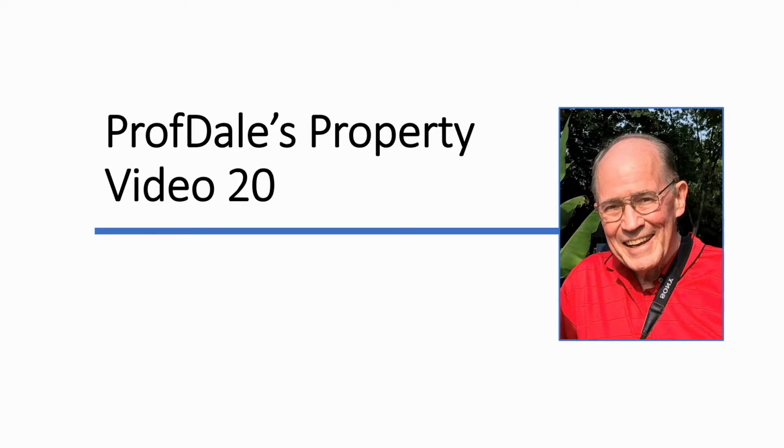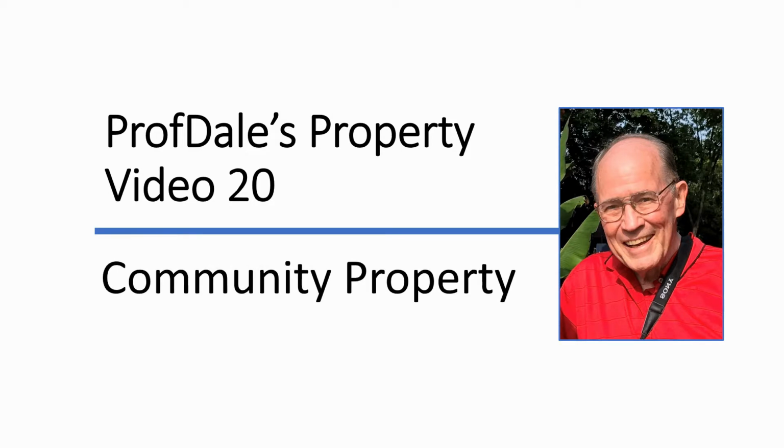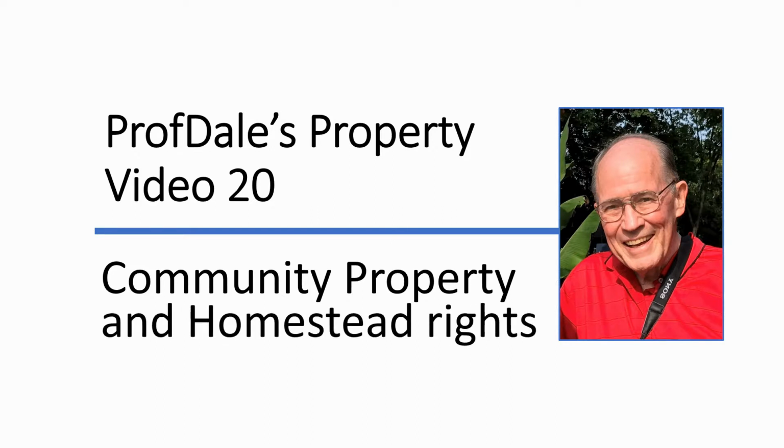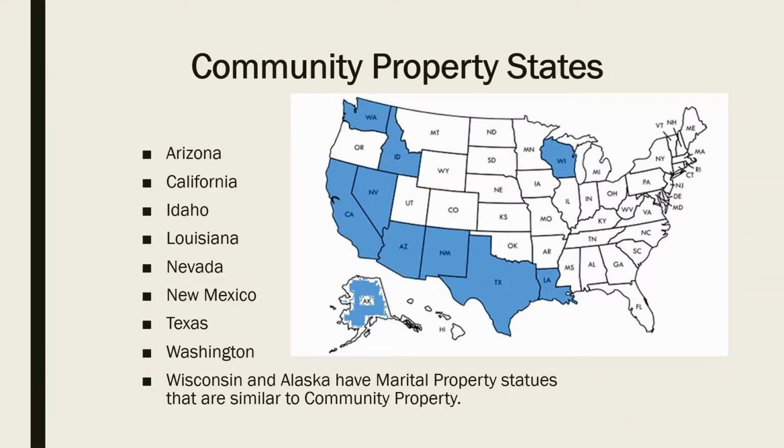In this video, we're going to wind up our discussion of concurrent ownership or co-tenancy by talking about two specific areas. First, community property, a form of co-ownership that exists in about 8 states, and homestead rights. So let's begin with community property.